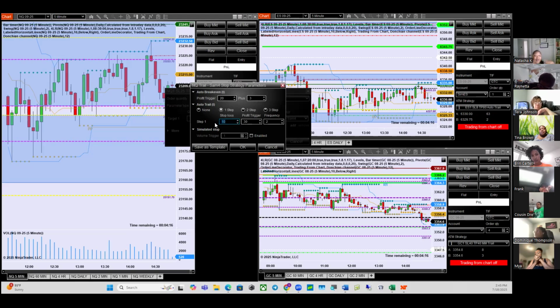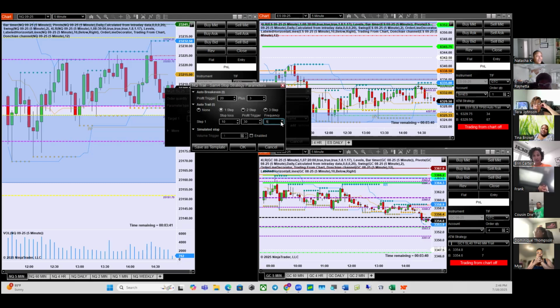Or if it takes off, then it's going to be right behind you. Right? And if it pulls back just a little bit, you're out. But that's okay because I got money. That's right. That's all you need at the end of the day. So the frequency is per tick. If I change this to 2, then every 2 ticks the stop would move. If I change this to 5, then every 5 ticks up, it would move.